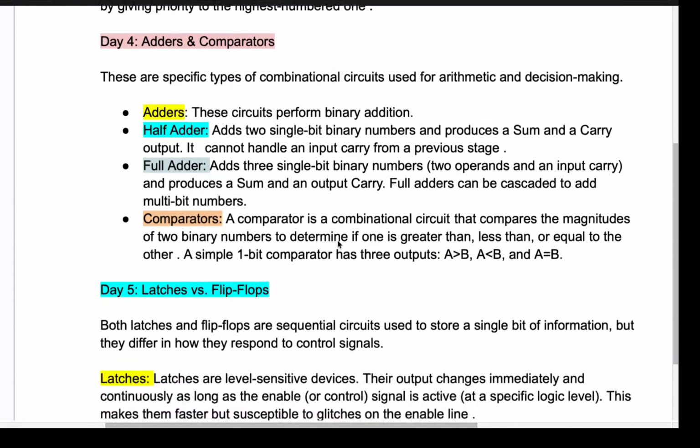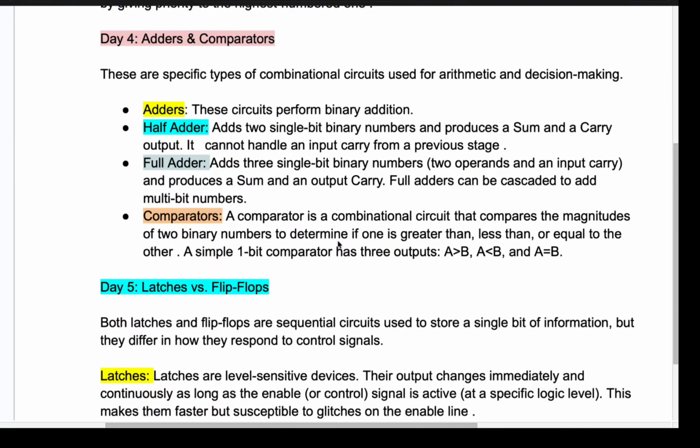Coming to the comparators. Comparators are combinational circuits that compare the magnitude of binary numbers, and determine greater than, less than, or equal. So a 1-bit comparator, a 3-bit comparator, you can prepare that concept also.